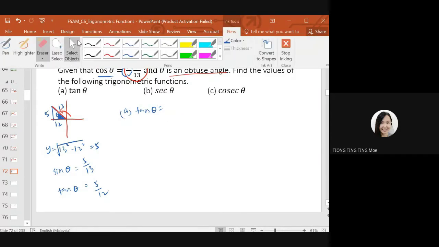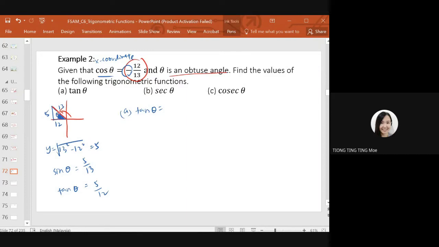I forgot, this is the second quadrant, so sine is positive. But cos is negative, 12 over 13, negative, and sine is positive, so tangent is negative. Sorry for the mistake. Tangent must be negative. So your answer, tangent is negative 5 over 12. Watch out. Then B, secant theta is 1 over cos theta. I look at the cos, the reciprocal. It's negative, so we also follow it negative: negative 13 over 12.